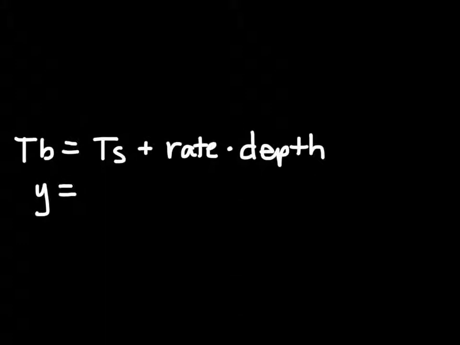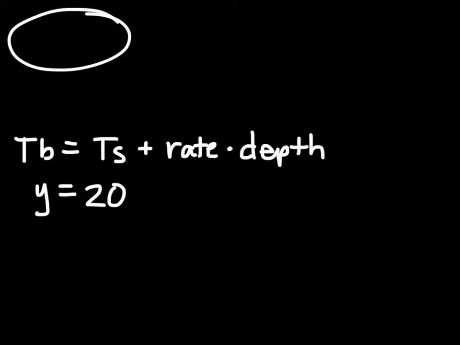The temperature at the surface, we know, is 20 degrees C. The rate of temperature change is 25 degrees per kilometer, which is our x. So our equation in slope-intercept form is y equals 20 plus 25x.